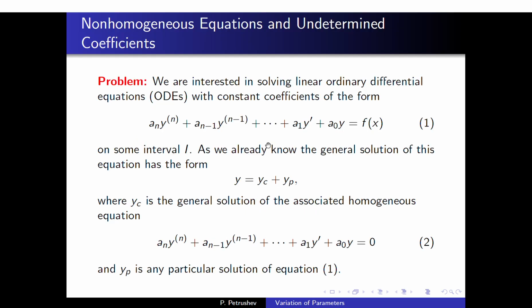Here in general, we are interested in solving differential equations like this with constant coefficients. On the right, we have a function that is in general different from zero, so this is a non-homogeneous differential equation. As we already know, the general solution of this equation is of this form: y equals yc plus yp, where yc is the complementary function, that is the general solution of the associated homogeneous equation. Yp is a particular solution of the non-homogeneous equation.